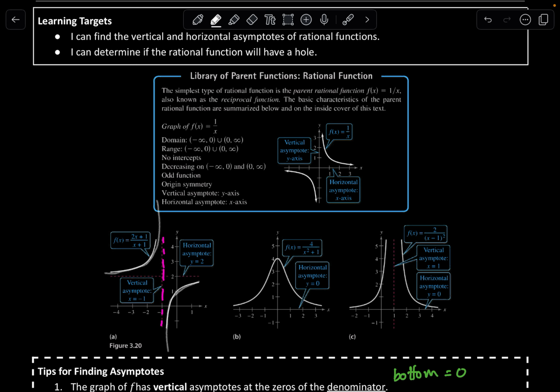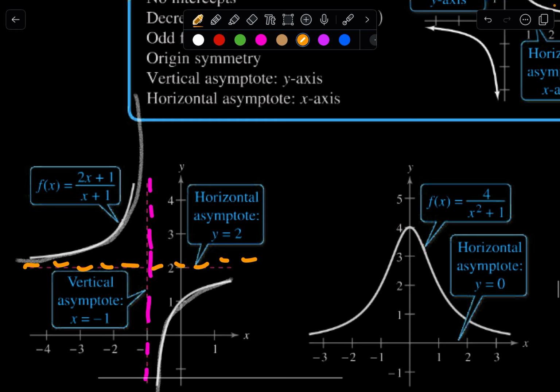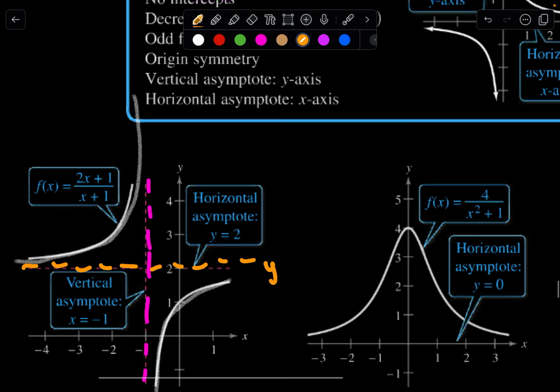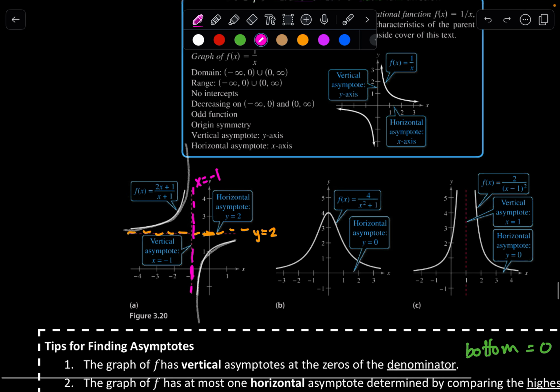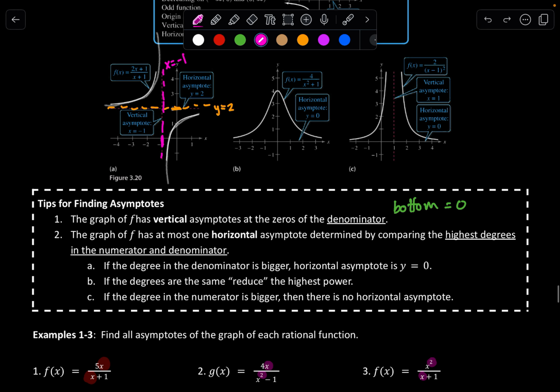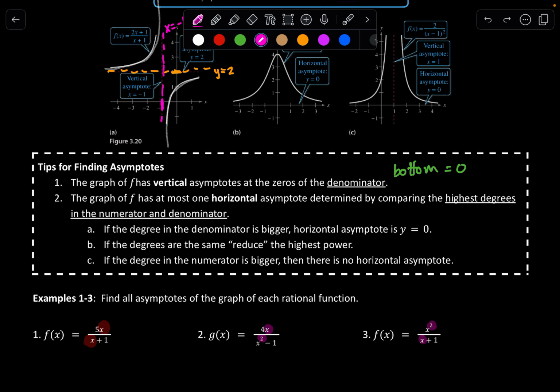And there's both horizontal and vertical asymptotes. So that pink one is vertical, and this orange one would be horizontal. Now notice, I'm going to zoom in super close. This is y equals 2 because it's at a height of 2 on the y-axis. This one, the equation would be x equals -1, because it happens at -1 on the x-axis. So what we're going to look at is how you determine if and where those exist.